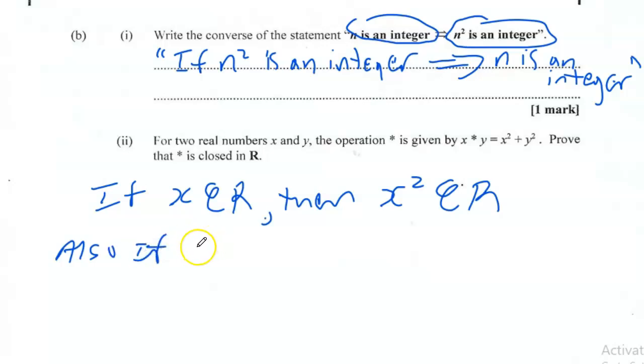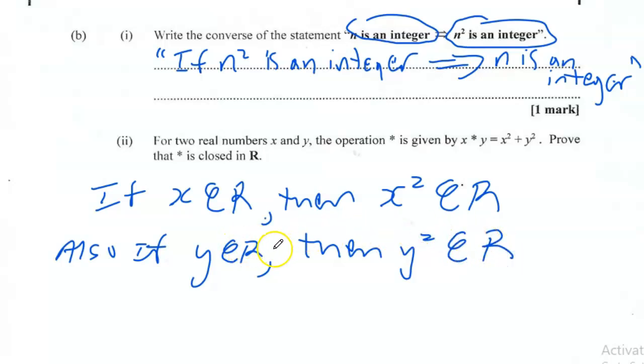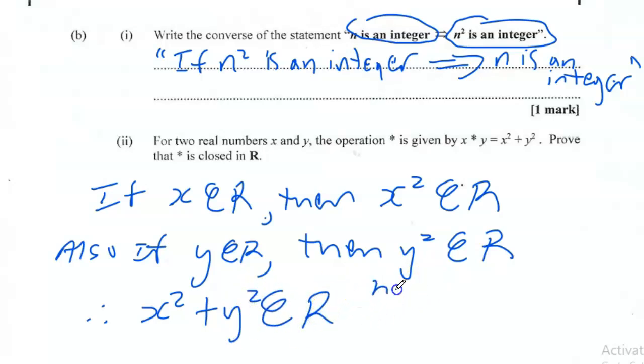Also, if y belongs to the set of real numbers, as we are told, then y squared belongs to the set of real numbers also. So any real number, when squared, you'll end up with another real number. So x squared is a real number, y squared also belongs to the set of real numbers. Then it means therefore that x squared plus y squared belongs to the set of real numbers. So hence the operation is closed. Meaning, for any values of x and y, you'll end up with a real number.